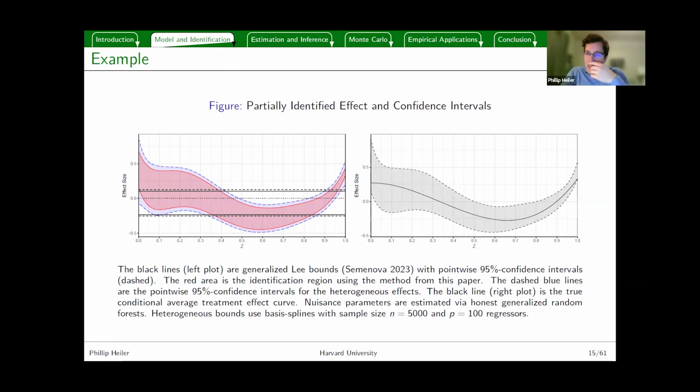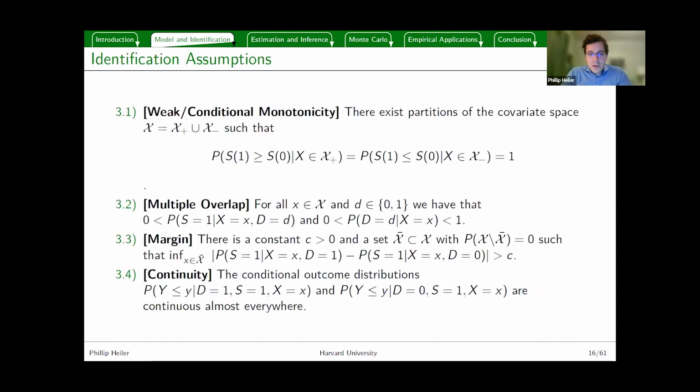Okay, so then let me get a little bit more technical and talk about the actual assumptions that I'm imposing, and then how the estimation and inference procedure works, and what do we have to pay attention to in this partially identified setup compared to a standard statistical testing problem. So I talked about homogeneity earlier.